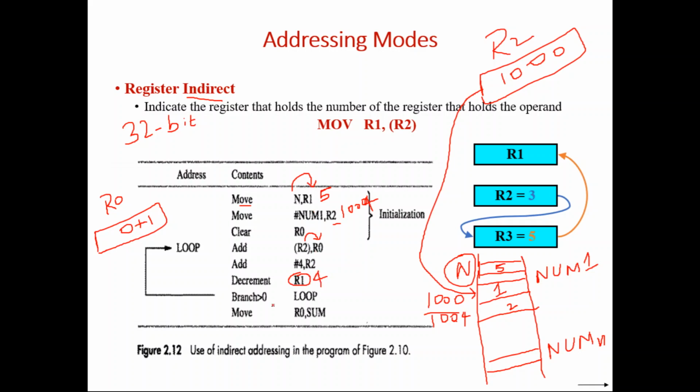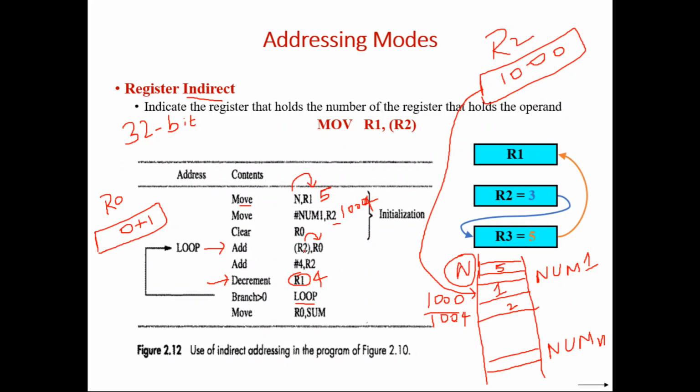Then you are checking branch greater than 0. That is, you are checking whether the previous arithmetic operation, which is a decrement, results in a value greater than 0. Yes, it's greater than 0. If it is greater than 0, loop. That means go to this instruction. Which instruction? Again add. Again add R2 comma R1.